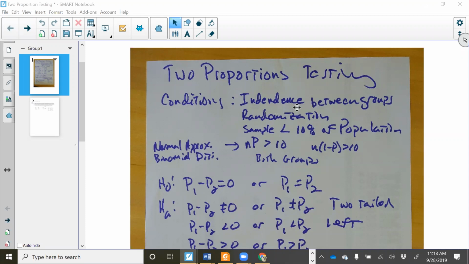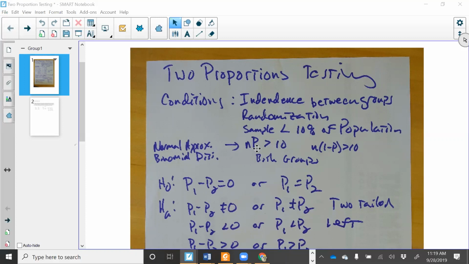Again, there are some conditions we're going to meet. They have to be independent, and I can't have them related. They can't be the same individual tested for two different things. They've got to be two separate samples. There has to be some kind of randomization going on. Your samples have to be less than 10% of the population. If you have too big a sample, it's not going to follow that normal approximation.